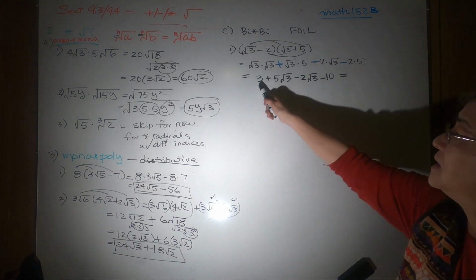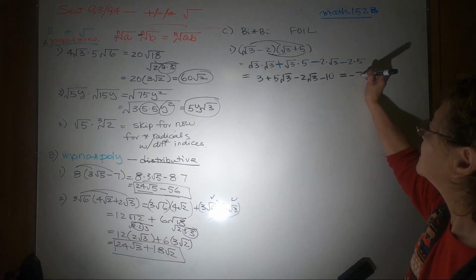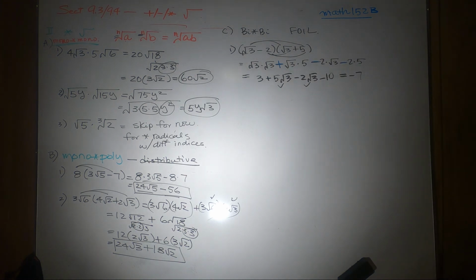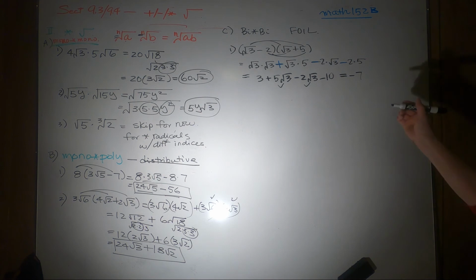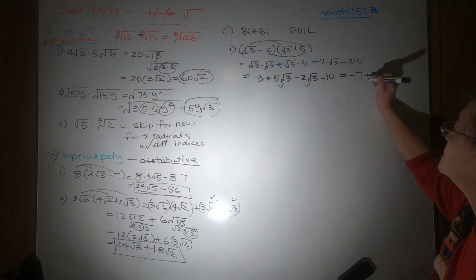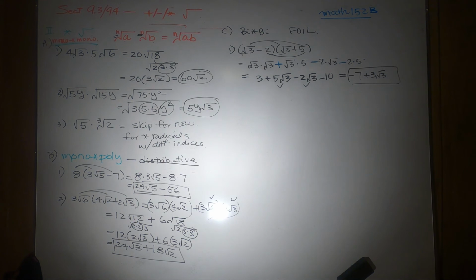Now, do we have like terms? Yes. Number and number, right? 3 minus 10 is negative 7. And for the like terms for the radicals, 5 minus 2 is what? 3. Positive 3 of what? 3 of square root of 3. Right?